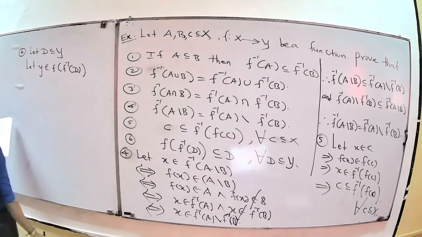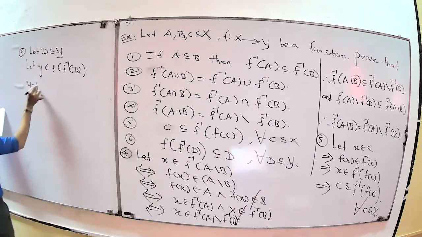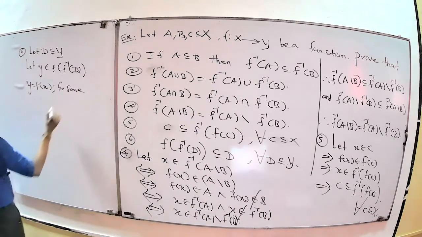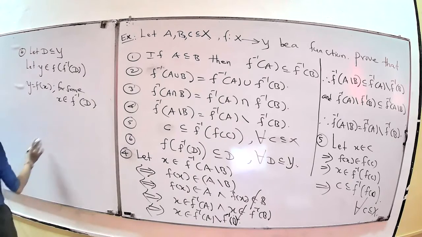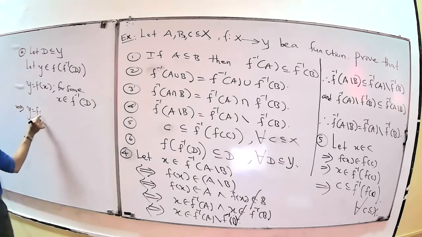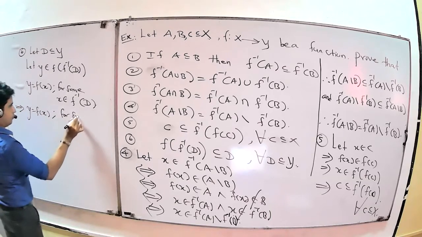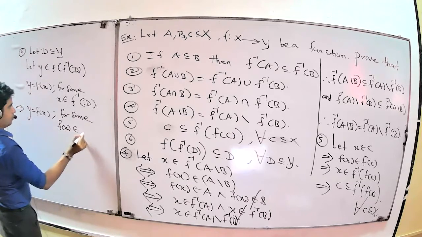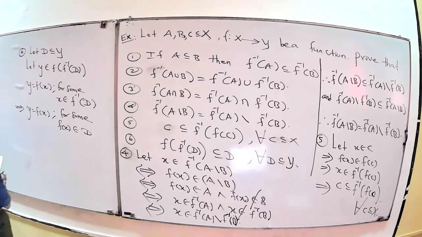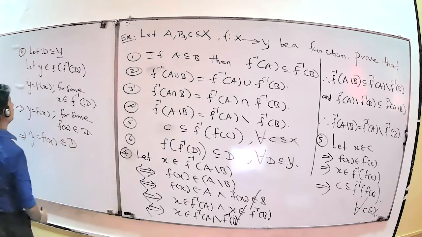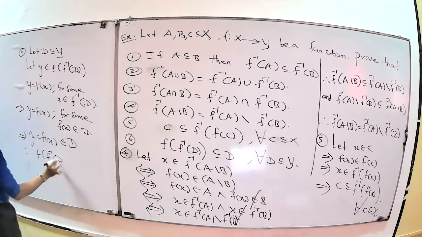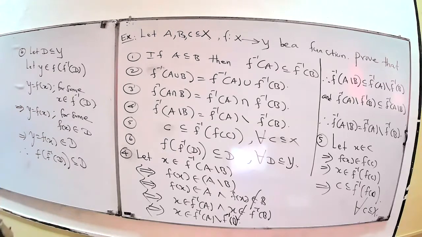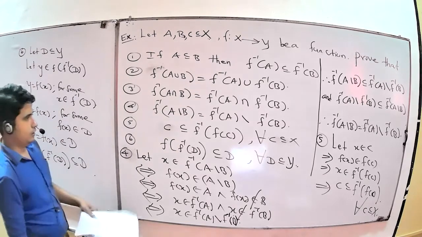Therefore you can find such an element for this part. Then you can write y equal to f of x for some x belonging to f inverse D. This implies y equal f of x for some x, where f of x belongs to D. That means y equal f of x, here f of x belongs to D. That is, we prove y belongs to D. Therefore, f of f inverse D is a subset of D.